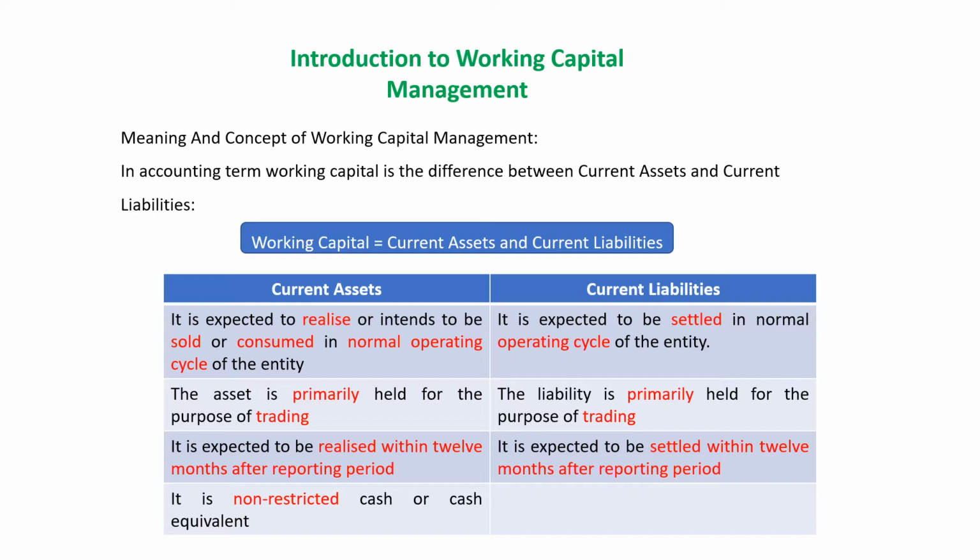It is expected to be settled within 12 months after the reporting period. No creditor will give credit for more than 12 months. So from the date of reporting, if any liability is expected to be paid, then it has to be treated as a current liability, and all those liabilities will be considered under current liabilities while calculating the working capital.